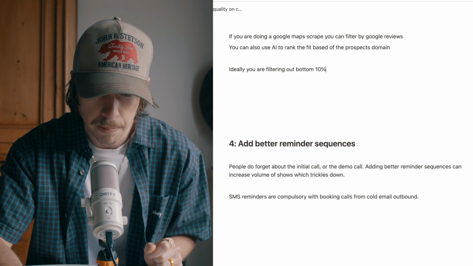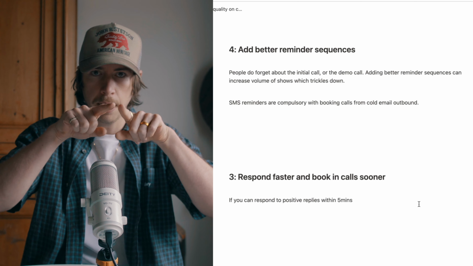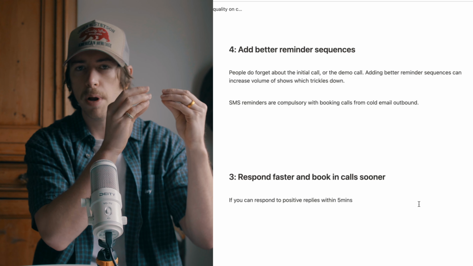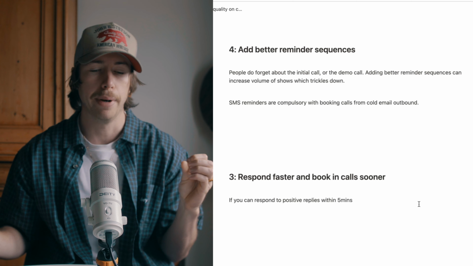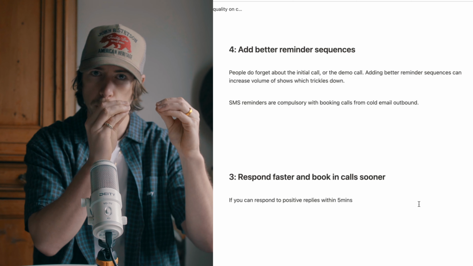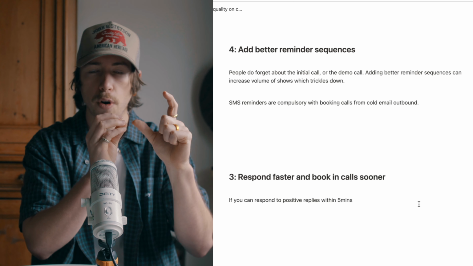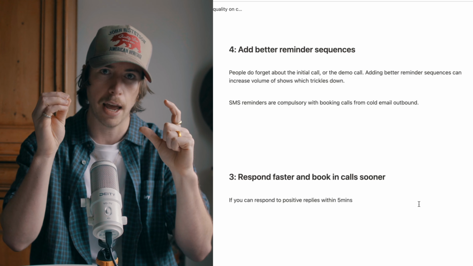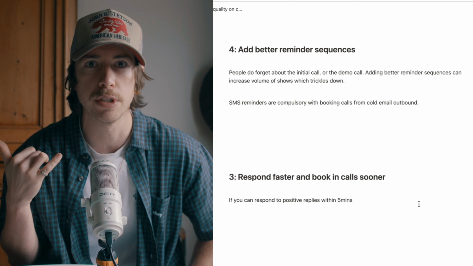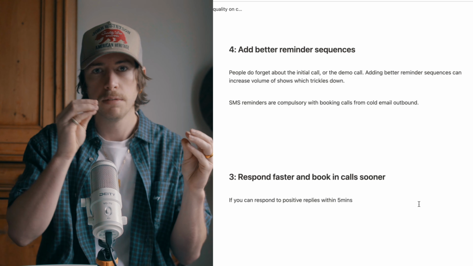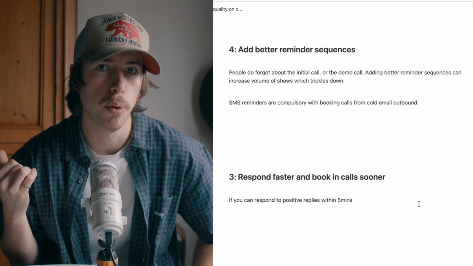This is a big one. Respond faster and book calls in sooner. Like I was saying, you've got an offer, someone's replied positively, they're interested. That interest will decrease over time, and it will decrease rapidly. So if you can respond to a positive reply within 5 minutes, find a time and day for a call and a phone number to reach them on, and book that in for the next day, you're going to have way more people answer the phone, know what they're talking about, and be interested in what you do, than if you wait 2 days to book the call and book the call in for another 2 days after that. They're probably not going to even know who you are.